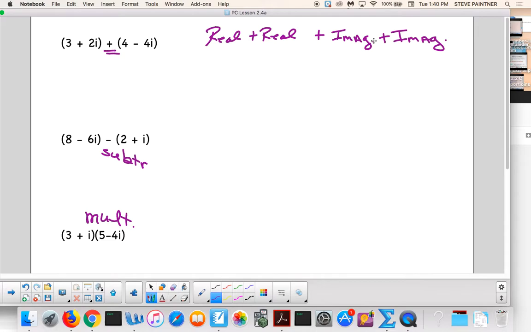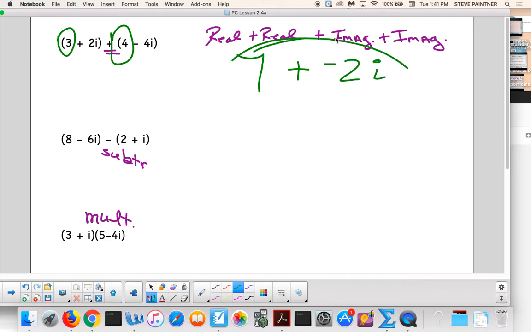That's what you should do, right? Take the real part plus the real part, get an answer. Take the imaginary part plus the imaginary part, get an answer. Real part plus real part makes what? 7. Imaginary part plus imaginary part makes? Negative 2i. There you go. That's your answer from addition.